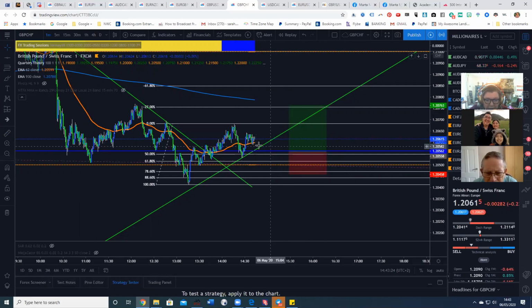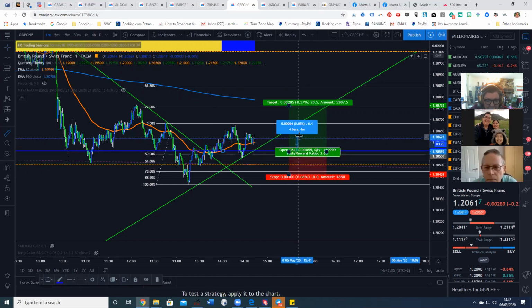But I wouldn't be getting in here now, because I like that precise entry, and I like to get in. I would have liked to have got in at the latest down there. So it's too far off for me now. So that's nearly 7 pips.